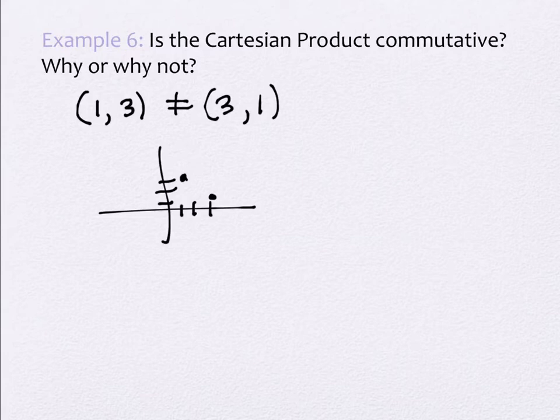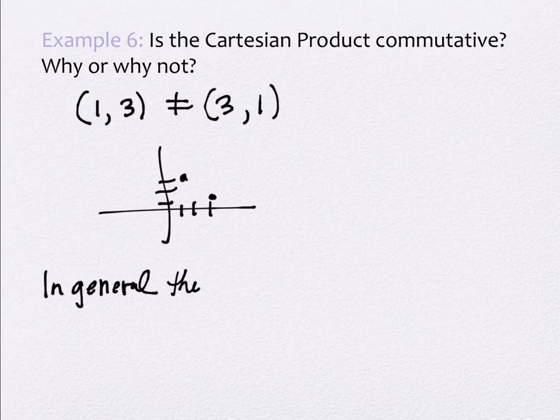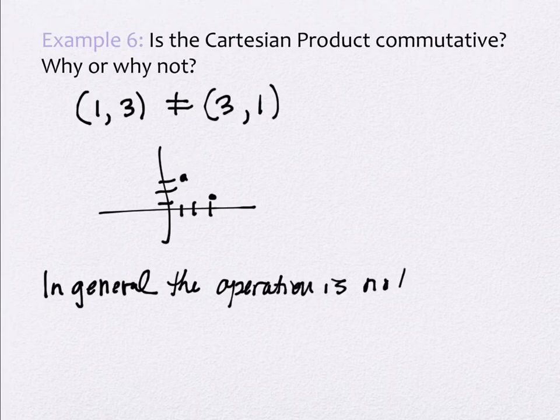Especially if the numbers do happen to be the same, for this particular example, it would even work, right? What if they were both 2s? 2, 2, 2, 2. It's all the same. It's good. No problem. Order doesn't matter. So the reality is that in general, the operation is not commutative.